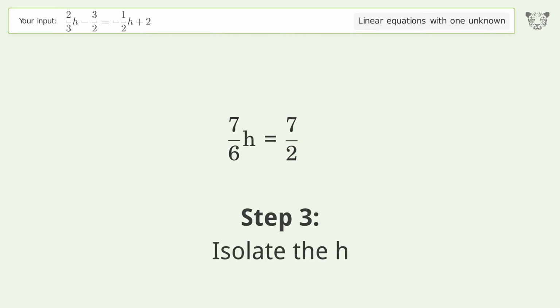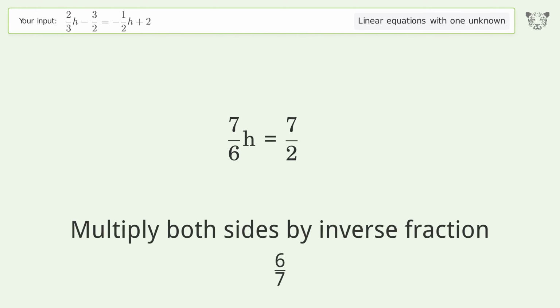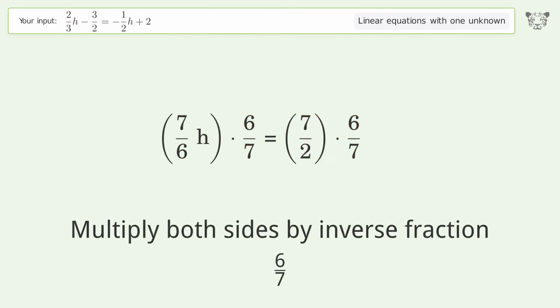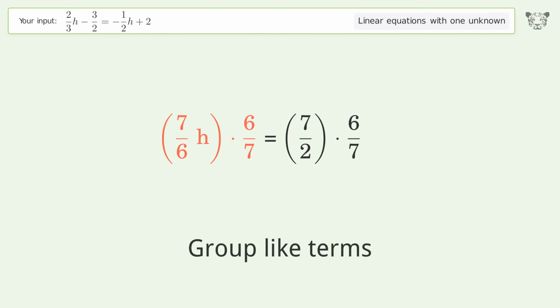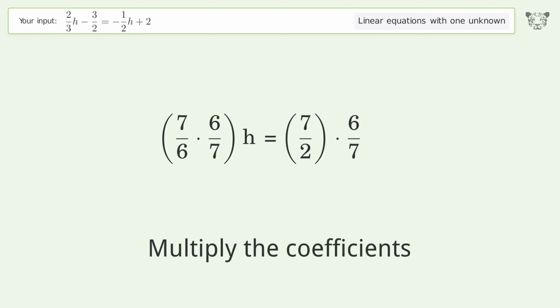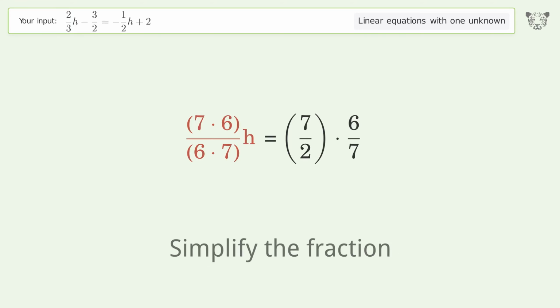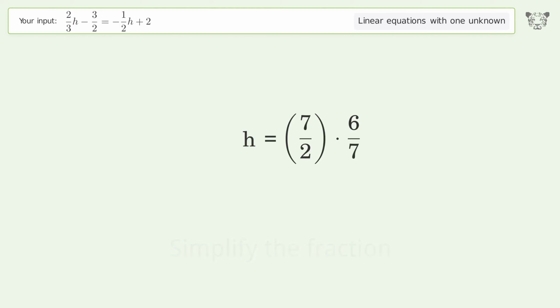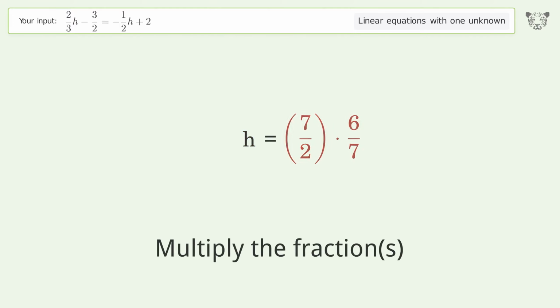Isolate the h. Multiply both sides by inverse fraction 6/7. Group like terms. Multiply the coefficients. Simplify the fraction. Multiply the fractions.